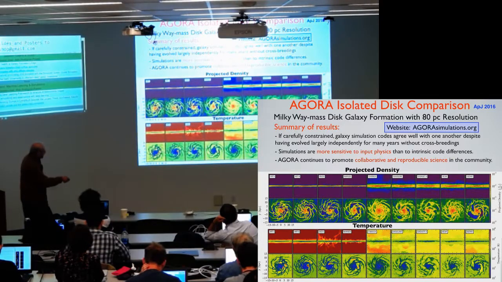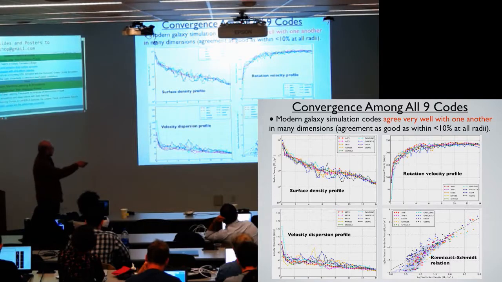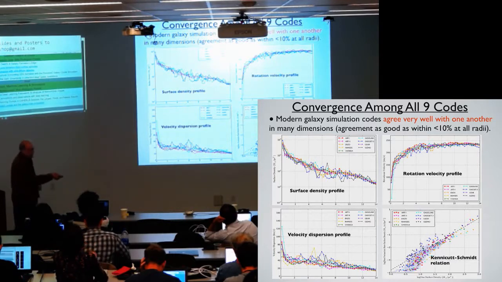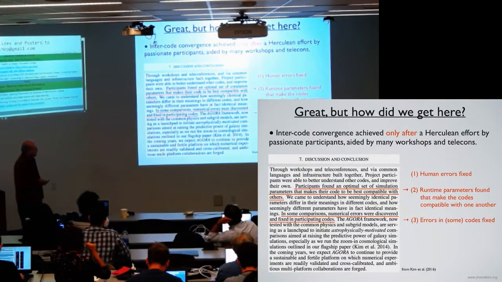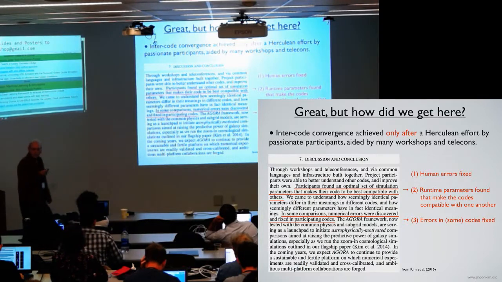a little different, but when you do detailed comparisons, surface density profile, rotation velocity profile, velocity dispersion profile, Kennicutt-Schmidt relation, these are all, each one of these graphs has all 9 codes. And they're remarkably similar. Now, how did that happen? Well, it turned out that there were a number of errors that were found in this detailed comparison and fixed.